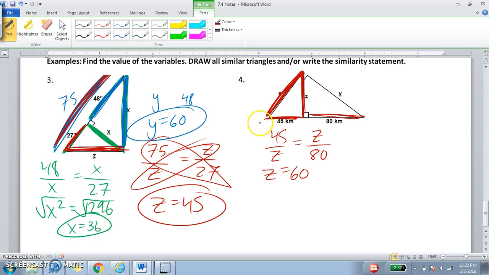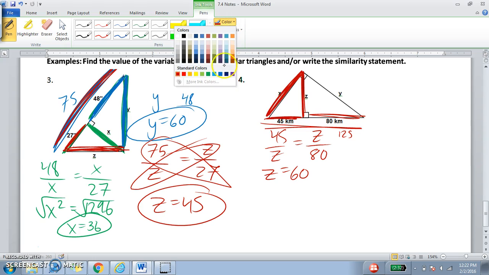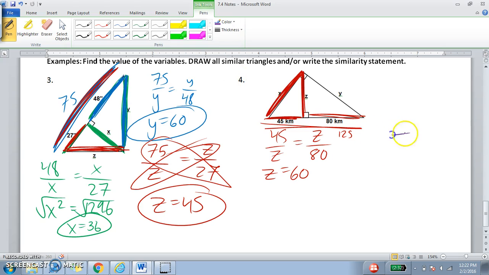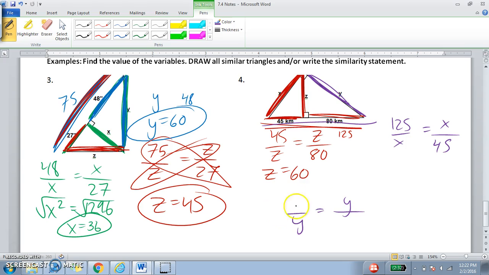Two legs are the geometric mean between the entire hypotenuse, so that all adds up to 125. So if I change colors for x and x would be the entire thing, 125 and 45, and then y would be the entire thing and 80, because y is closer to 80.